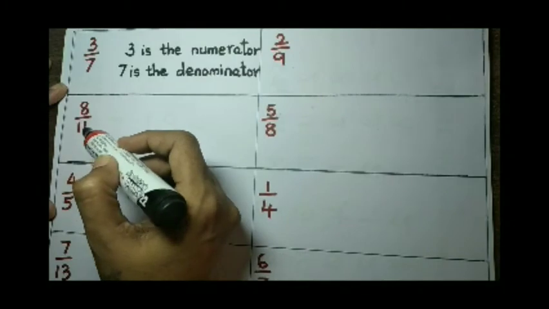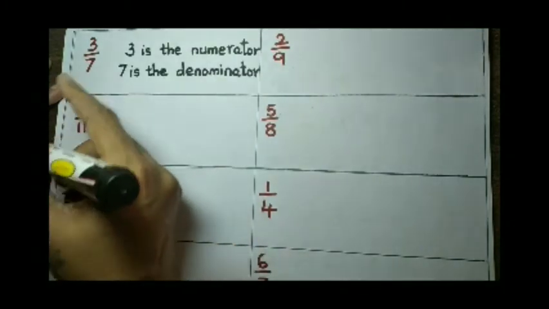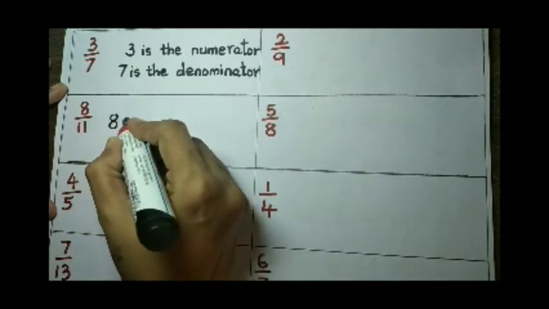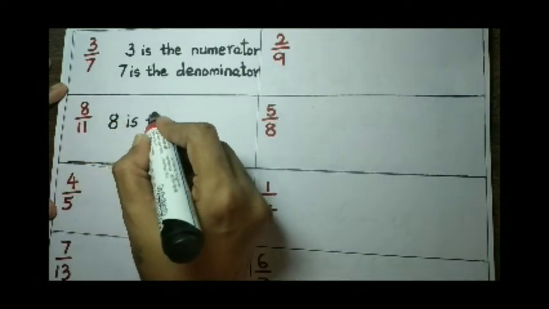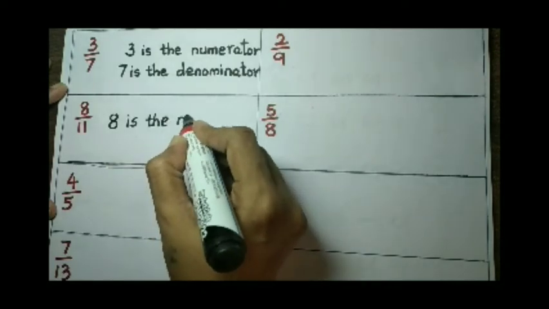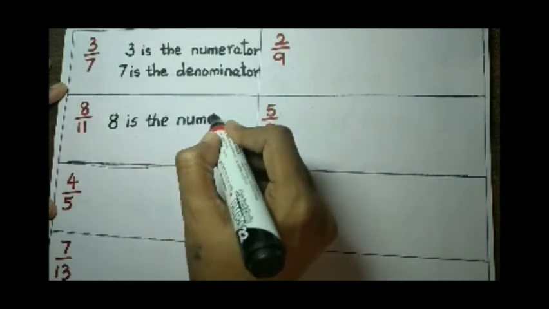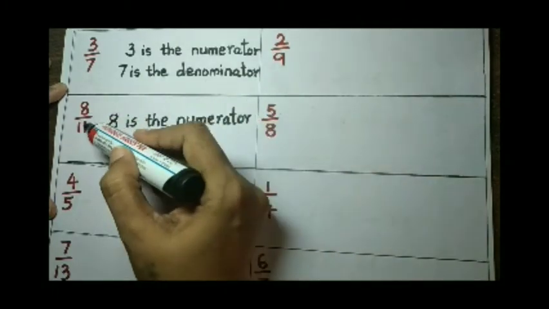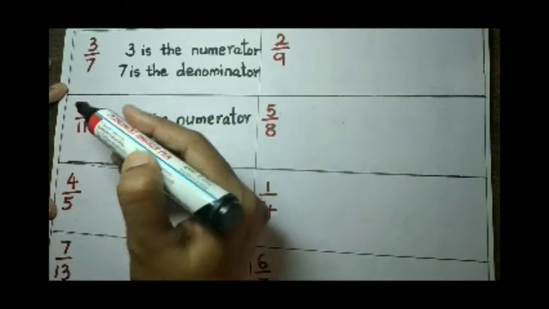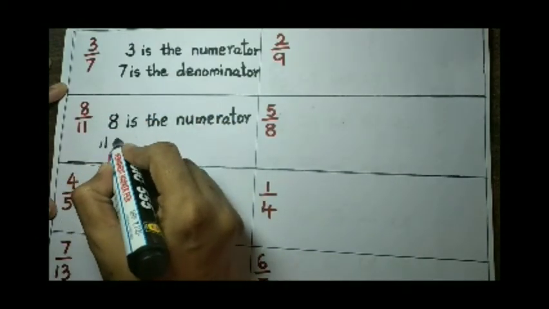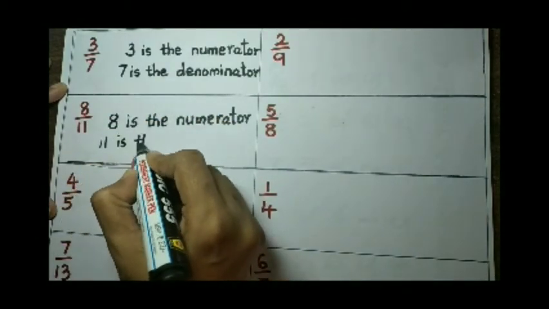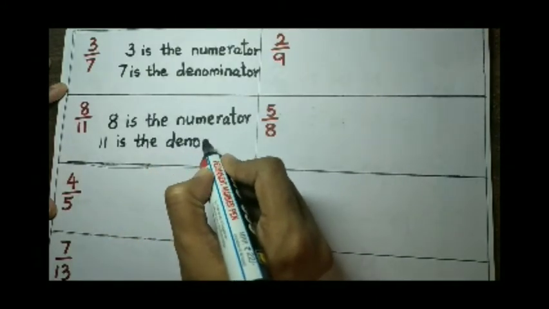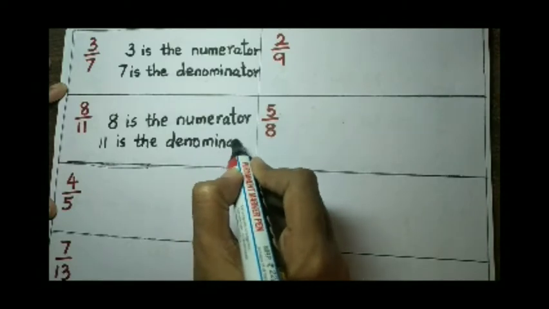Let's go to the next fraction, 8 upon 11. Now, 8, the number above the line. So, 8 is the numerator. The number below the line, that is 11. So, 11 is the denominator. The number below the line is the denominator. The number above the line is the numerator.